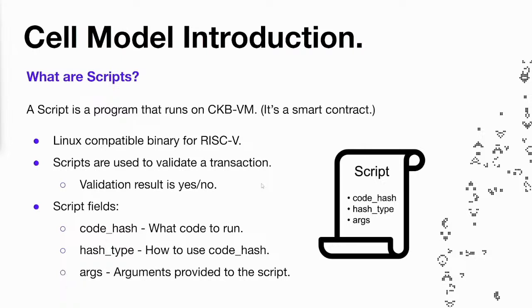So the code hash and hash type would point to the binary that needs to interpret that public key, and then check to make sure the user is properly signed for it. And that's how the entire process works.